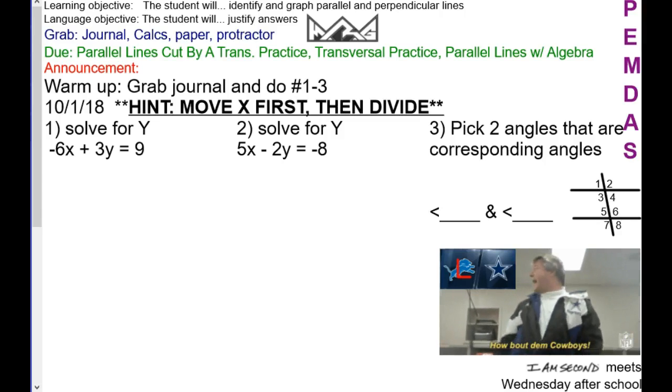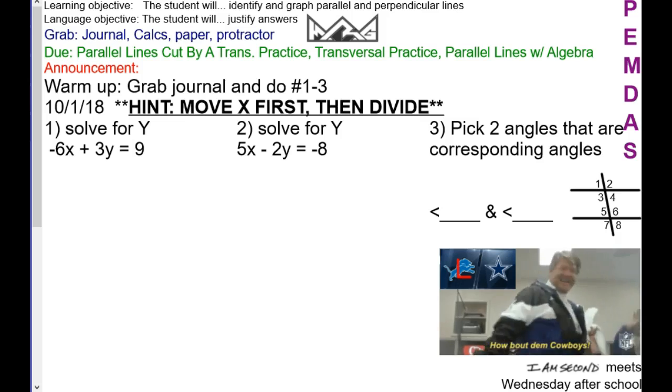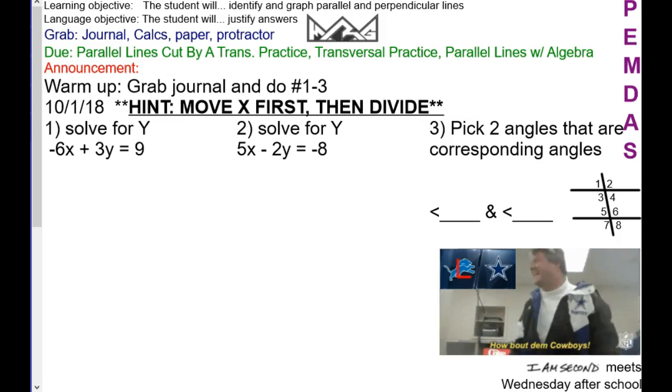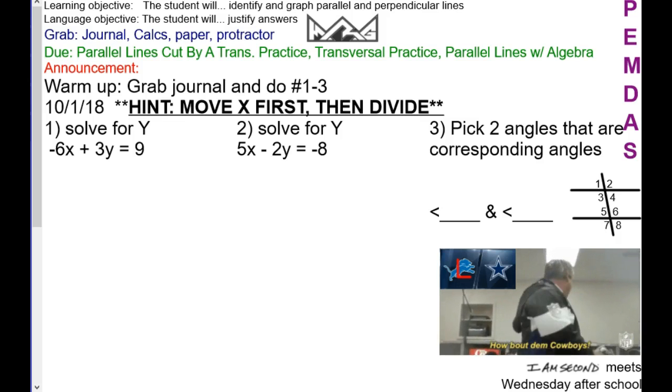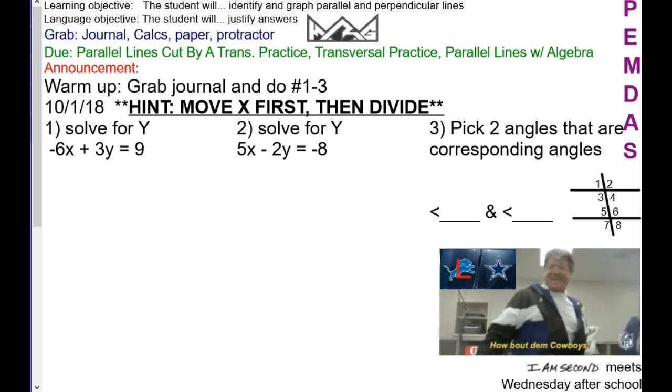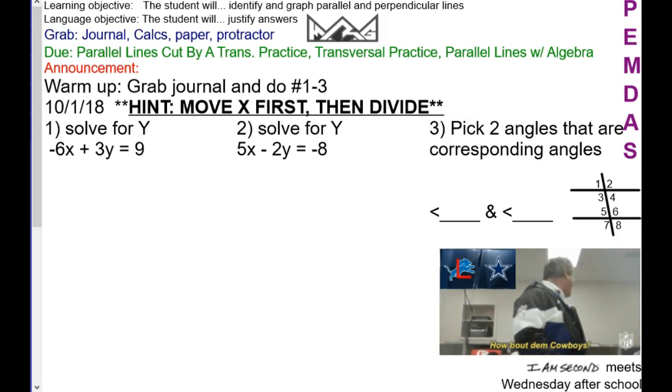So today we will continue on talking about parallel and perpendicular lines after this warm-up, where we will be reminded of how to solve for y. Now we did this on the warm-up on Friday, so you should be pro at this. And by the way, the hint is still on the board, so just follow the hint.